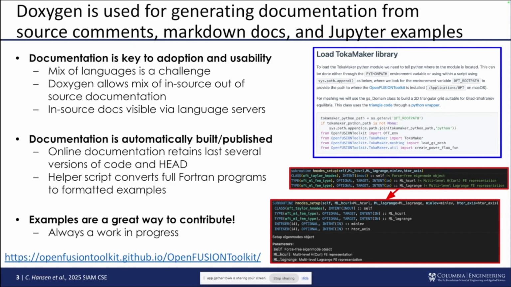So for documentation, as I said, this is really key. So we use Doxygen to do this. Having this mix of languages across Fortran, C, and Python is really kind of a challenge. Most documentation systems are tailored to one. Doxygen, in my experience, is the closest it can be to cross-code. And this tends to work pretty well for us.